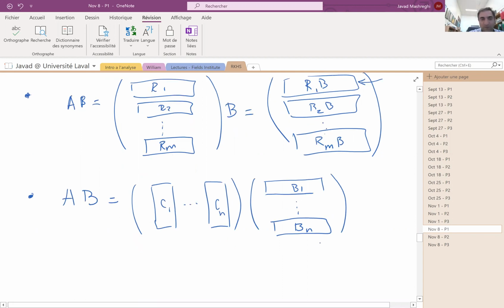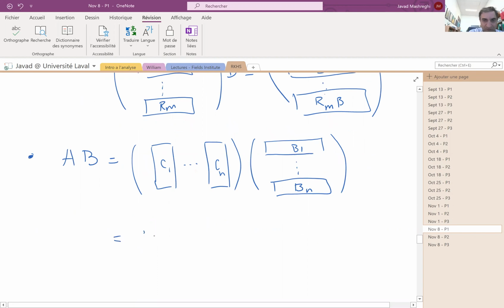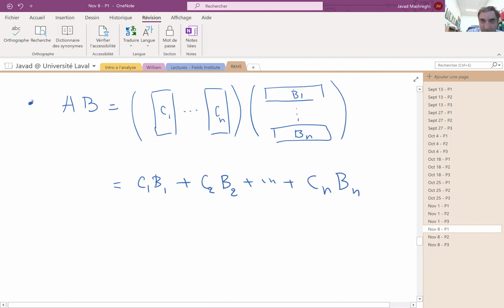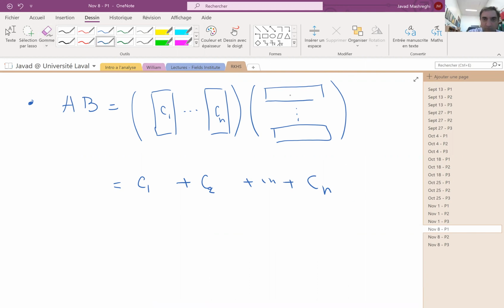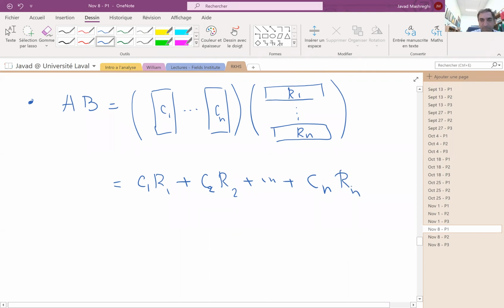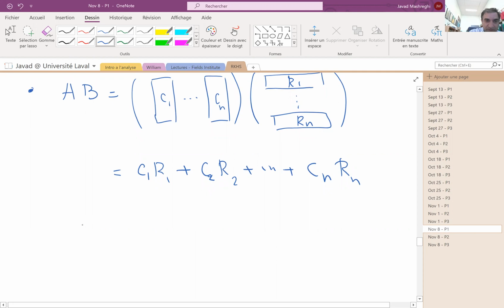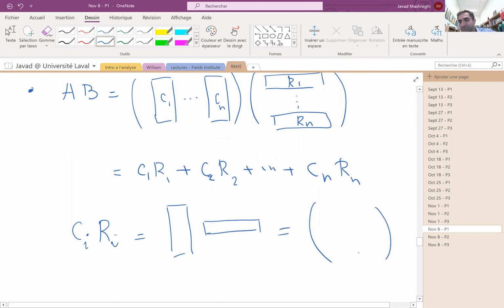So n columns and n rows, and the product is precisely the product of C1 R1 plus C2 R2 plus Cn Rn. Note that R1, row 1, up to row n, sorry for that. Columns times rows. And note that each time when you multiply Ci times Ri, you multiply a column by a row, and the result is a matrix.